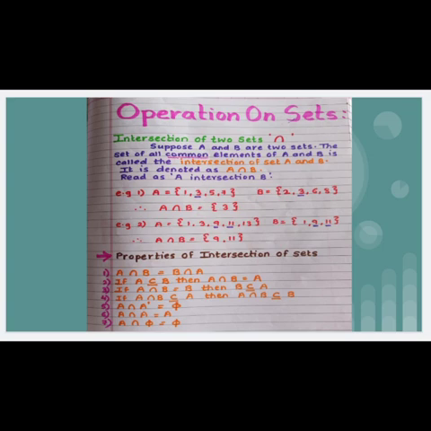Now see the next example. Example 2. Again they mention two sets. Observe both the sets carefully. We need to find A intersection B. Intersection means common elements. So in the second example, from both the sets we get two common elements, that is 9 and 11. Hence we get A intersection B is equal to {9, 11}.